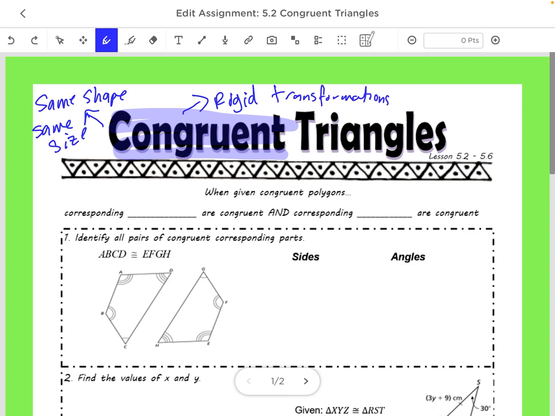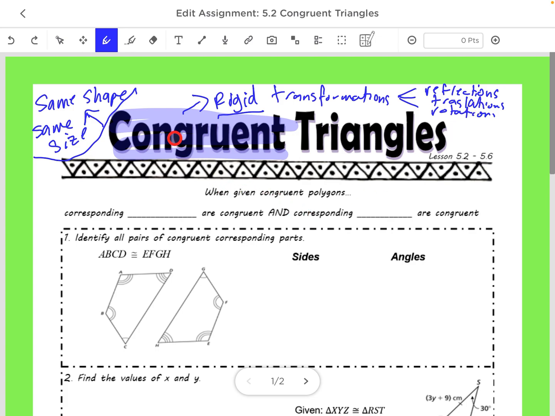So remember the rigid transformations are reflections, translations, rotations. Reflections, rotations, and translations. So those are going to be the rigid. Rigid means that it's the same size and same shape. All we do is either flip it over, move it, or turn it.